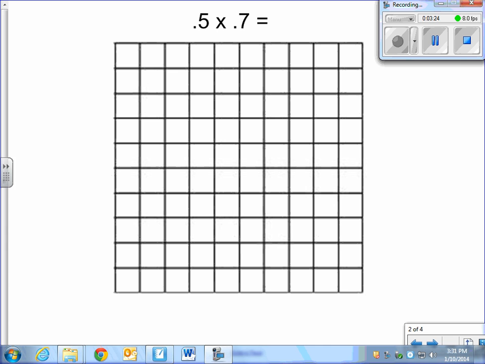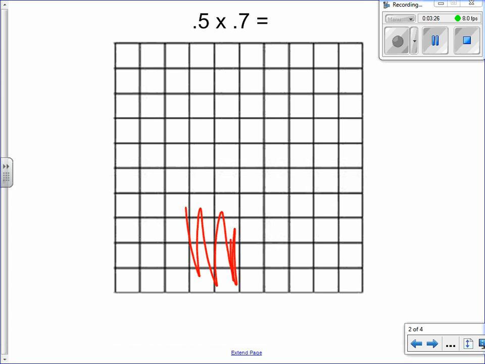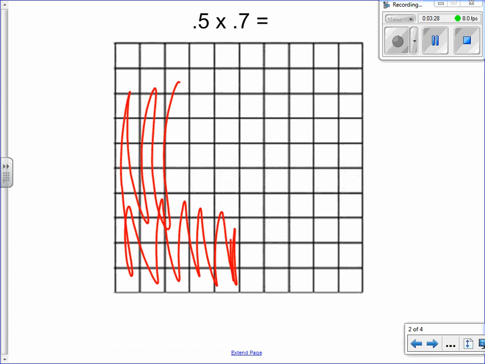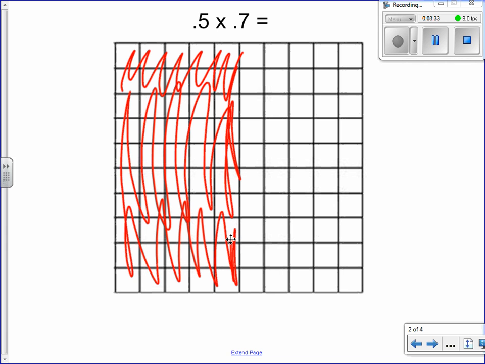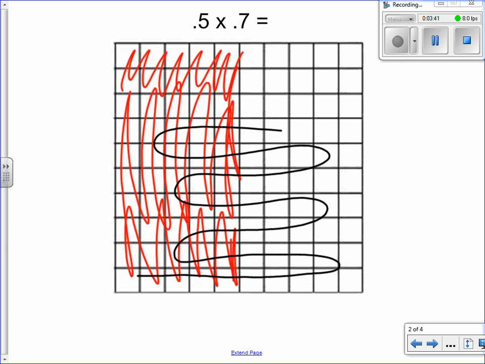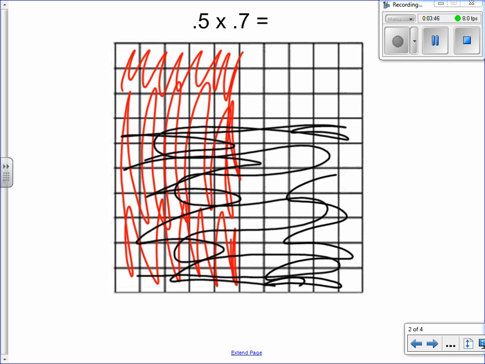So once again, I'm going to shade in right here. This is going to be my 5/10. And I'm going vertically again. I could have gone horizontally, it didn't matter. So there's my vertically shaded 5/10. I want to shade in horizontally 7/10, so all this right in here is my horizontally shaded 7/10. Now, the answer to this question is my overlap. So I want to look at my overlap. So look at the blue marker right here. This is my overlap right here.